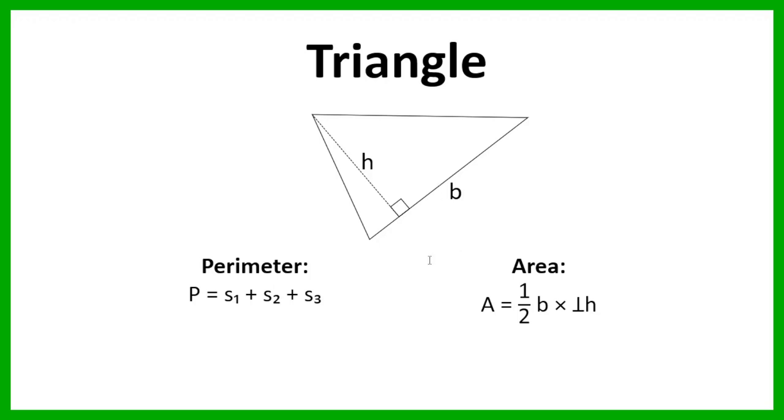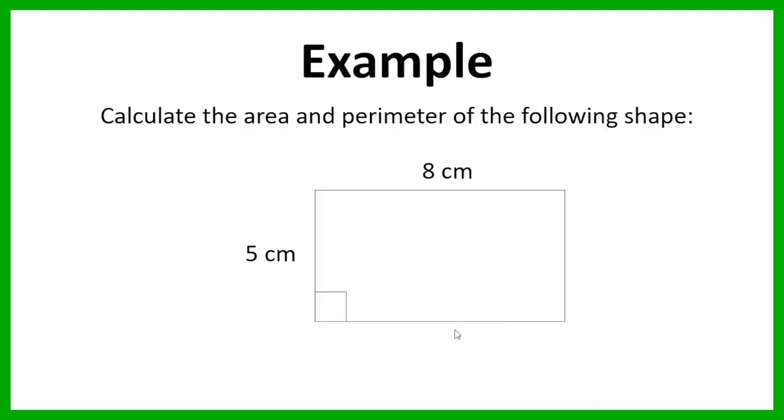Okay, so now let's have a look at a couple of examples. The first one we're going to do is this one over here. We're going to work out the area and the perimeter of this shape, which is a rectangle. Okay, so you've got a breadth over here of 5 centimeters, and you've got a length of 8 centimeters. So we're going to find the area and the perimeter of this rectangle.